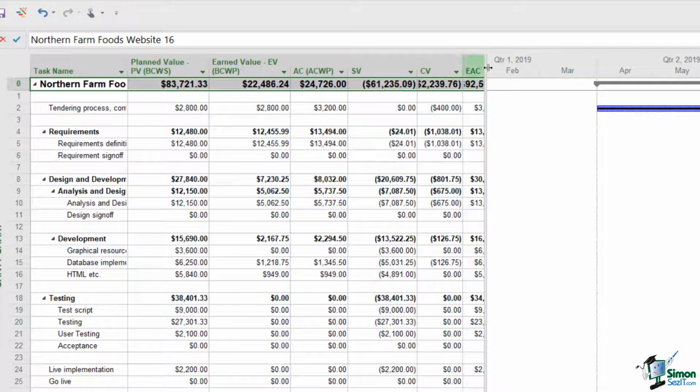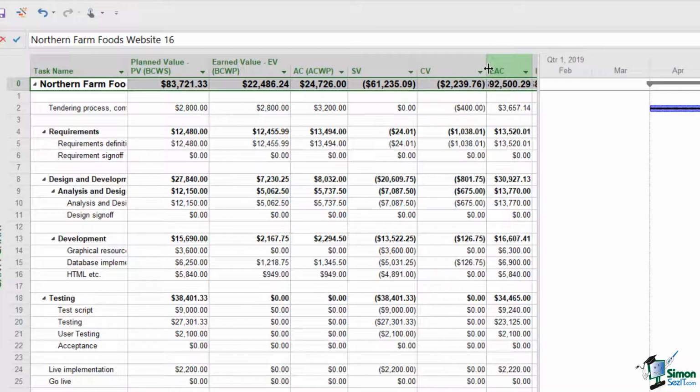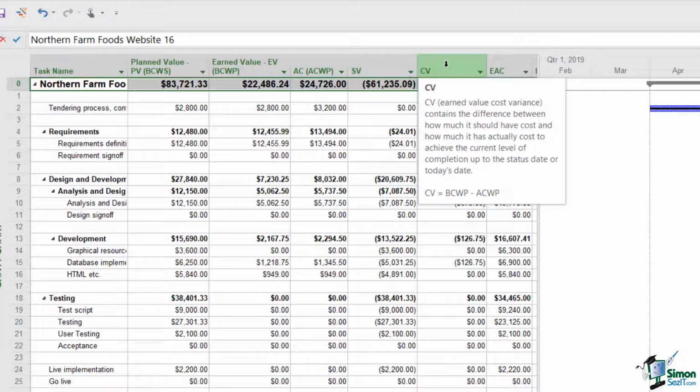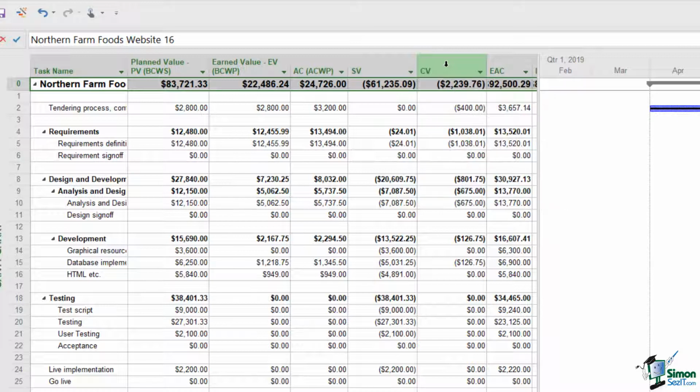Now the next column, CV, is cost variance. Let's just widen that out a little bit. And if I hover over, CV is calculated by BCWP minus ACWP. And it's the difference between how much it should have cost and how much it does actually cost to achieve the current level of completion. Now once again, if everything was going to plan, that would be a column of zeros.